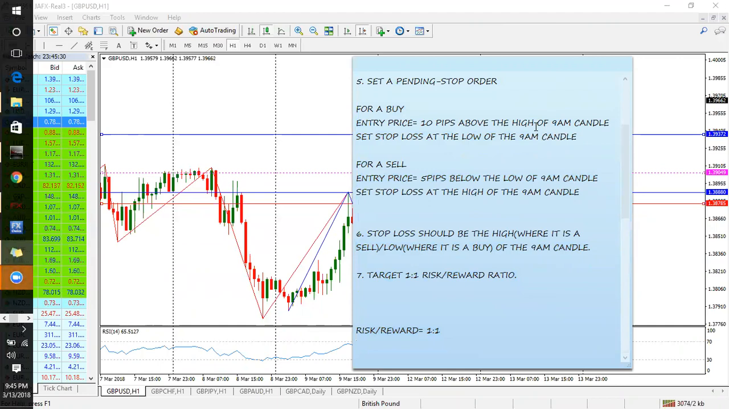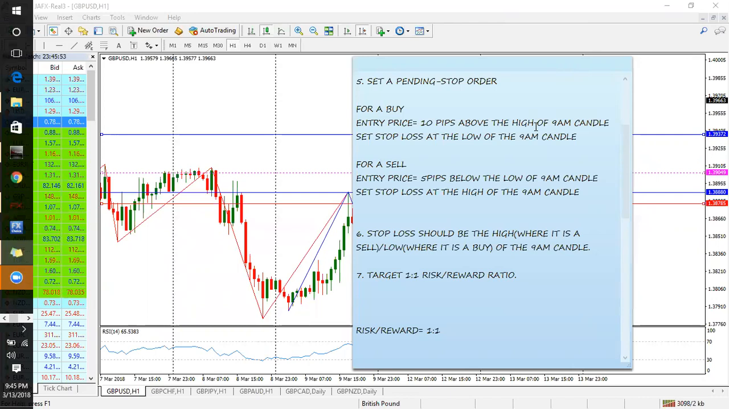All right. The next rule. I hope that made sense. Type 1 on the chat box if that makes sense. If you understand how to apply the indicator, type 1 on the chat box. Okay. Yes. Thank you. All right.